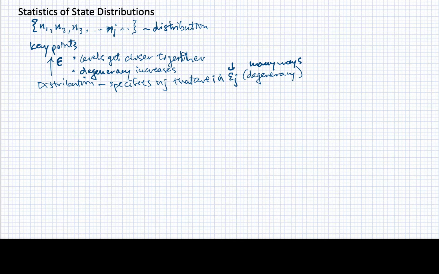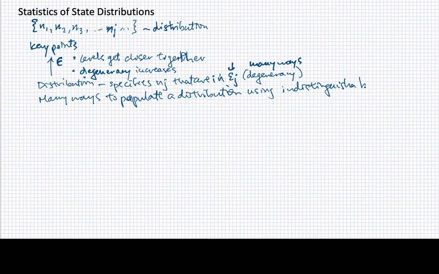A separate consideration, though, is that there are many ways that we can take a given distribution and populate it. So many ways to populate a distribution using indistinguishable molecules. So if we don't have labels on the molecules, and in practice we don't, then we have to be aware of the fact that there are many different ways that I can place the molecules in those different slots.